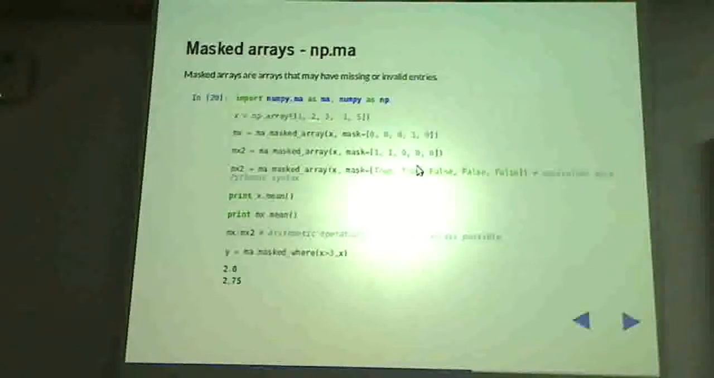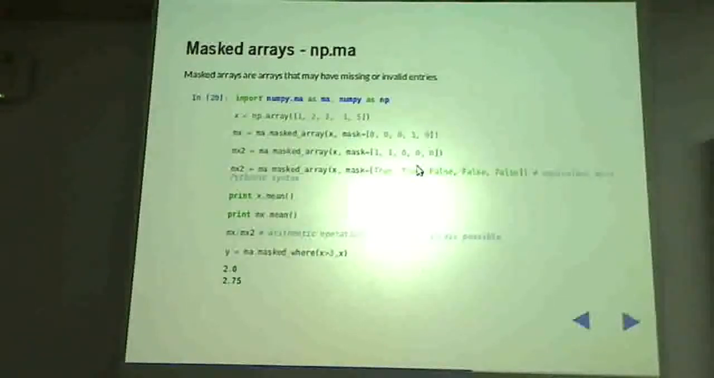Okay. And so first we create a NumPy array of 5 elements, and we can do a masking by hand. So what you say is construct a masked array which takes this x as the input array and it creates a mask of this kind. And here you create another array mx2 which has a mask of this kind. Now what do 0 and 1 mean? It means basically false and true. 0 means false, 1 means true.